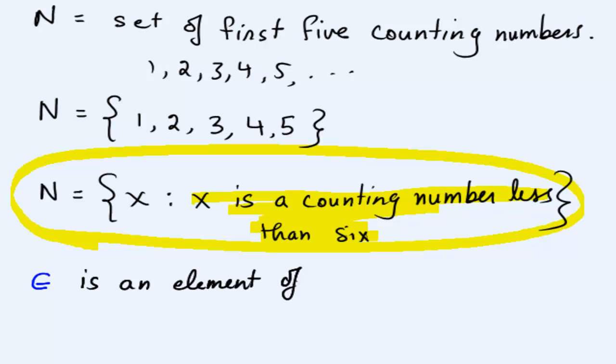Let's have an example. Since in our set N we see 1 is an element of our set N, then we would write 1 is an element of N. We see that 6 is not in our set N. Then we write 6 is not an element of N. So we draw a slash through the "is an element of" sign.